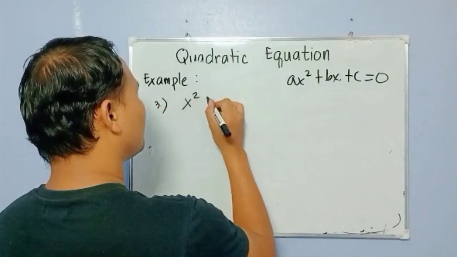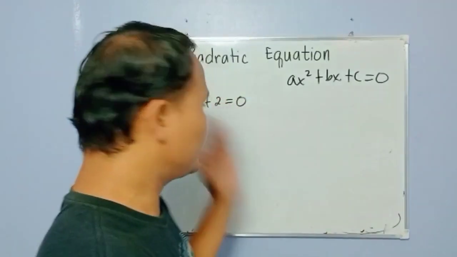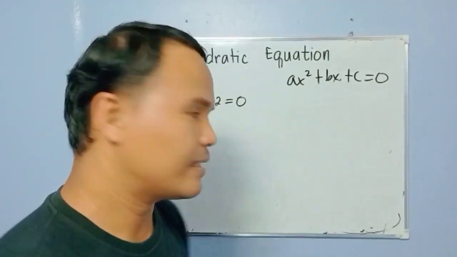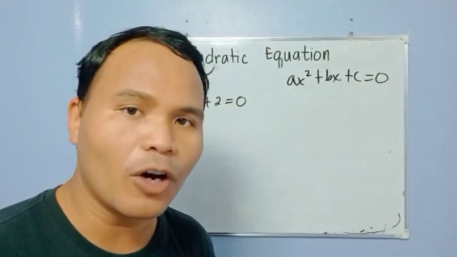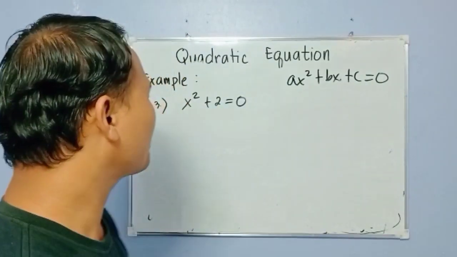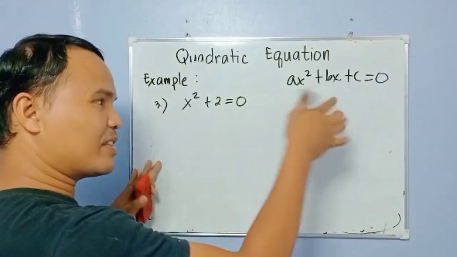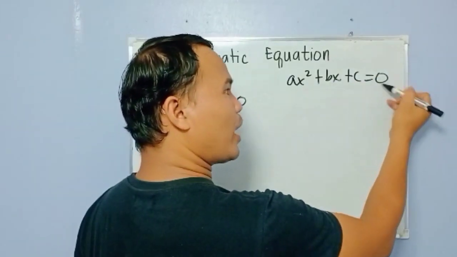X squared plus 2 equals 0. Is this a quadratic equation? Yes, it is a quadratic equation. It is written in standard form? Yes, it is written in standard form. Okay? Ang tigamnan lang ginata nganong standard form siya, equate to 0.